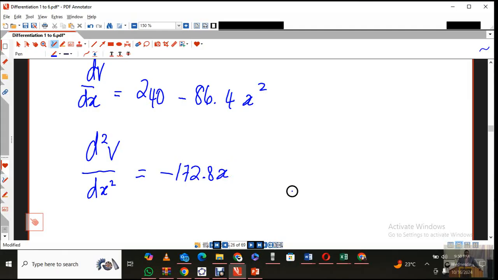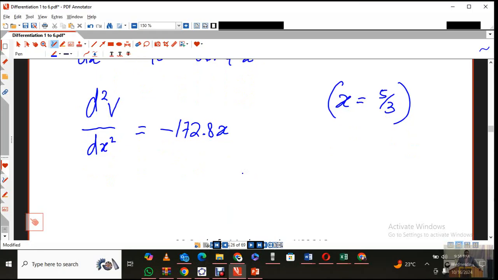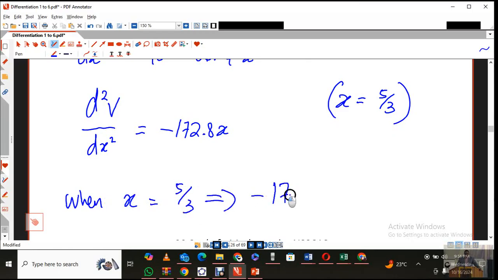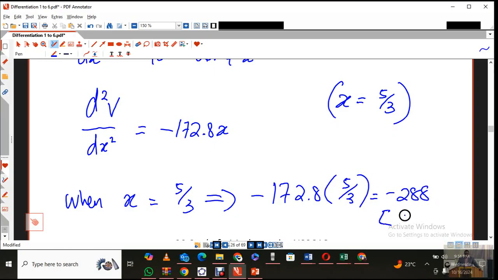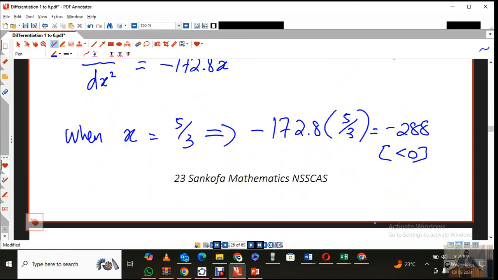Right. So what do we know? We know from our previous work that x was 5 over 3. And we want to determine the nature to see if it's a maximum value or a minimum value. So when x equals 5 over 3, then you have minus 172.8 times 5 over 3. Well, you don't have to be a genius to see that you're going to get a negative number anyway. So it's negative 288, and that is less than 0. And if the second derivative is less than 0, then it's a maximum stationary value of v.